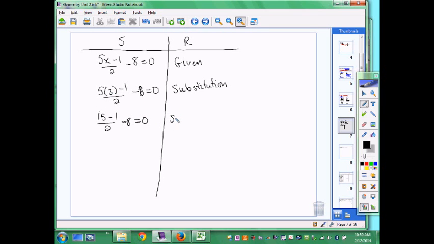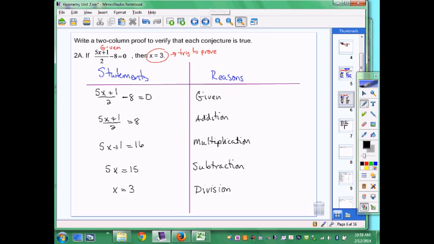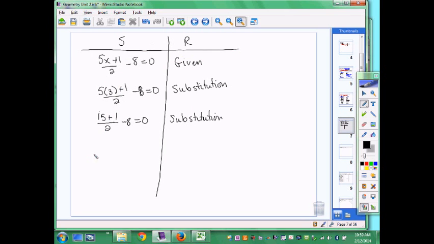5 times 3 is 15. That's also substitution, because I've substituted the 15 for the 5 times 3. So you have minus 1 minus 8. Well, this is still a fraction, right? It's plus 1. Was it plus 1? Yes. Oh, it is plus 1. Okay, so I just copied it down wrong. So I have 16 divided by 2 minus 8 equals 0, substitution. 16 divided by 2 is 8 minus 8 equals 0, substitution. 0 equals 0, substitution.